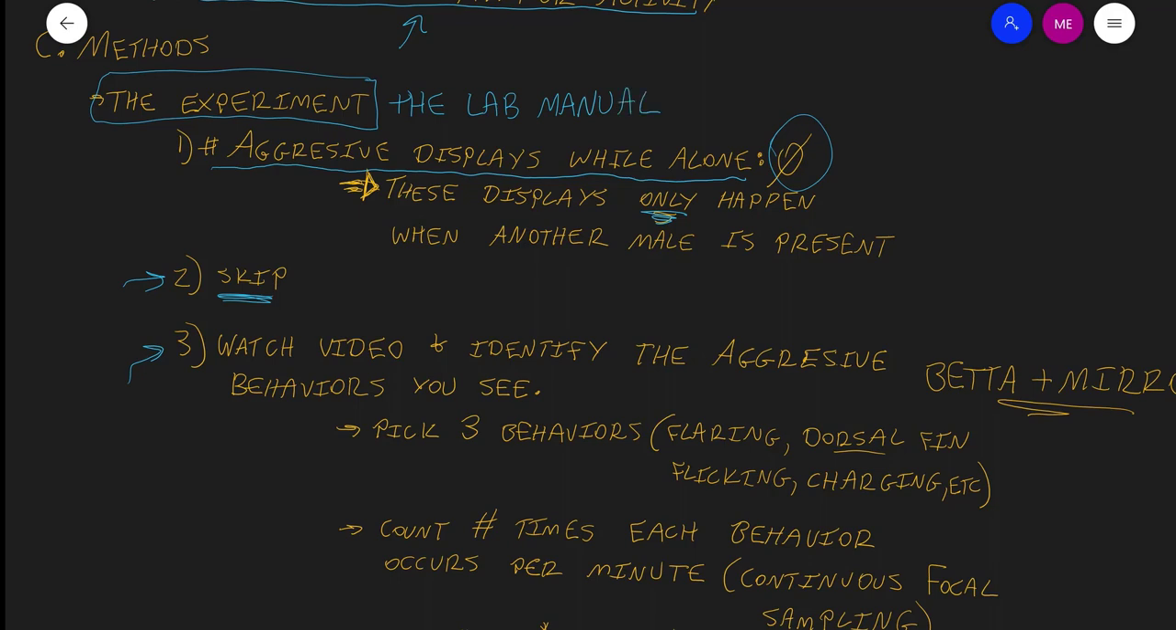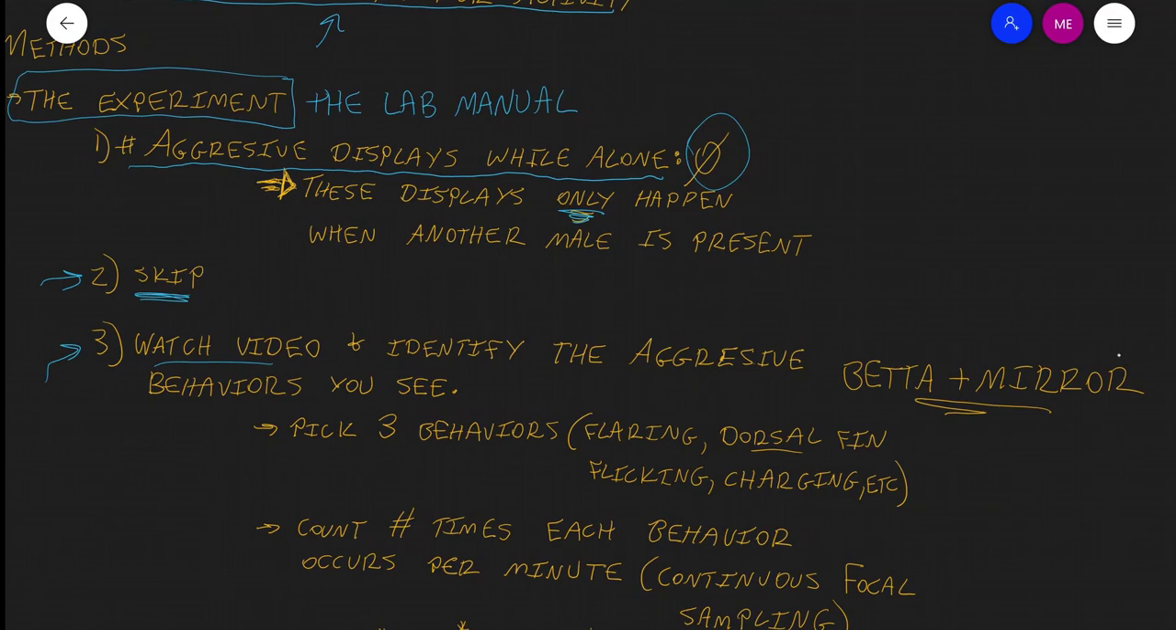For part 3 of this experiment, that's where you're going to watch the video and identify the aggressive behaviors you see for just the section where the betta is given a mirror. Right?